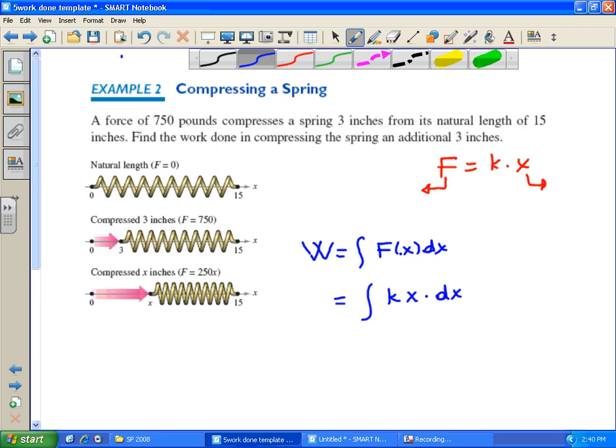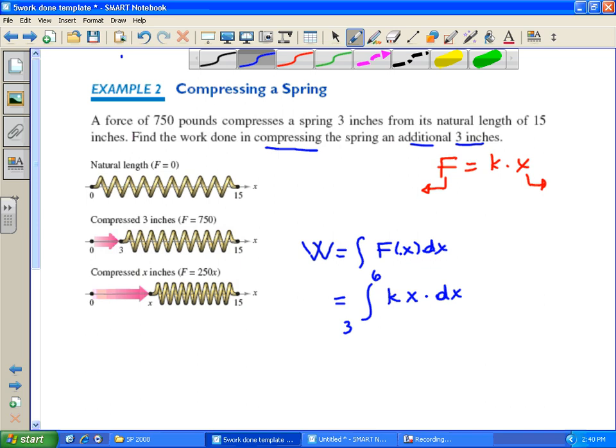In this case, because they said compressing the spring an additional 3 inches, it was already compressed 3 inches. So we're going to go from 3 to 6 to find the total work required to accomplish this job, to compress the spring from 3 inches to 6 inches total.